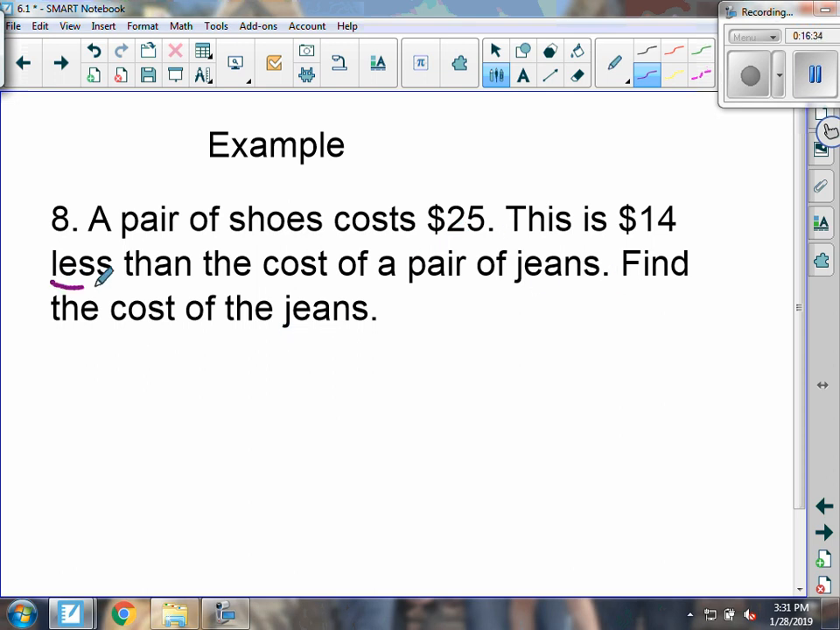So less tells me that we're going to be subtracting. Less than the cost of the pair of jeans. So I'm going to take the cost of the jeans. I'm going to put J because I don't know what it is. Minus $14 is going to give me the cost of the shoes, which is $25. So there's my expression. So there's the first part. Now I need to solve this.